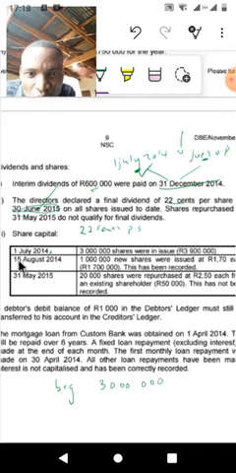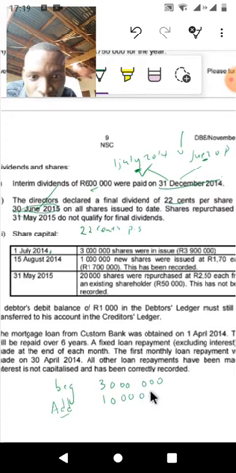And then on 15 August 2014, 1 million new shares were issued. So on this day, another 1 million shares were issued. We call them additional shares. On 31 May 2015, 20,000 shares were repurchased. This was repurchased before the financial year end.